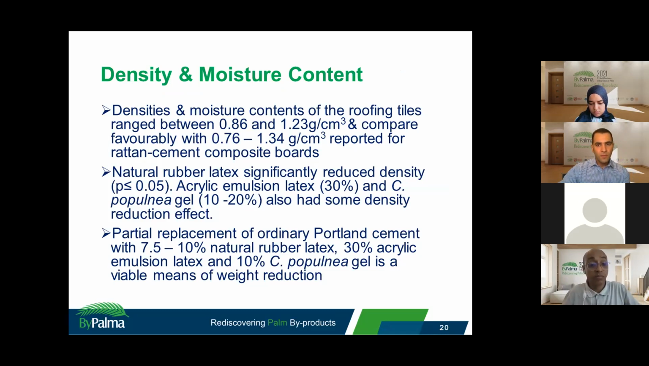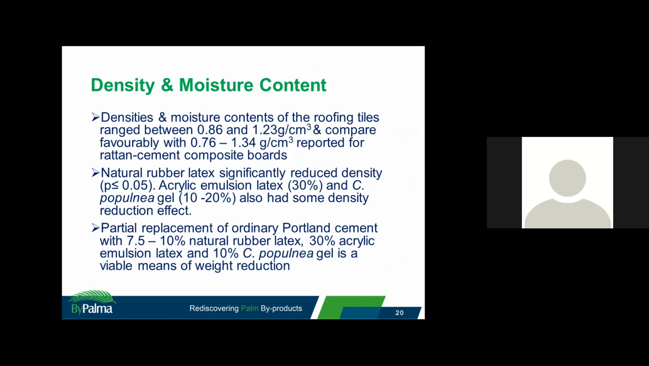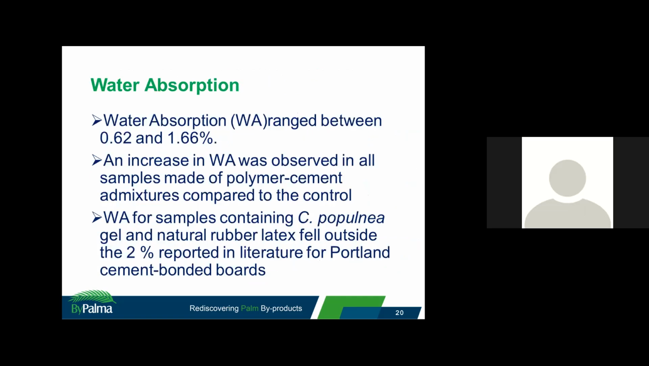So I will see that densities compare favorably with other boards that we have produced from Rattan. Natural rubber latex reduced the density significantly below the level that is actually acceptable. But natural rubber latex gave a density that is within the range that is acceptable. So within 24 hours, the values obtained ranged between 0.62 and 1.66.